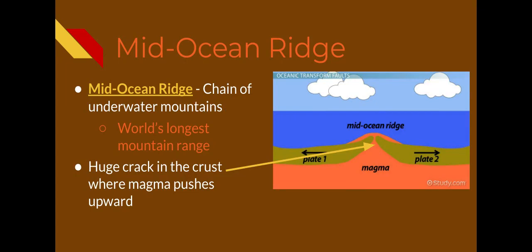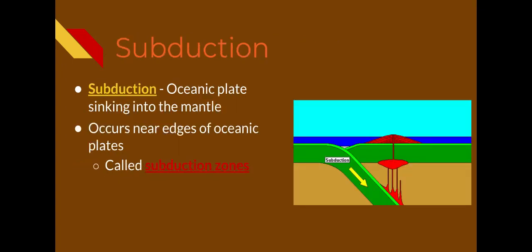One of the major places that we have a very large chain of mid-ocean ridge is actually right in the middle of the Atlantic Ocean. It's the world's longest mountain range located there, and it's a huge crack in the crust where magma pushes upward. Now, subduction also happens because of this process underneath the ocean. Subduction is when an oceanic plate is sinking into the mantle.